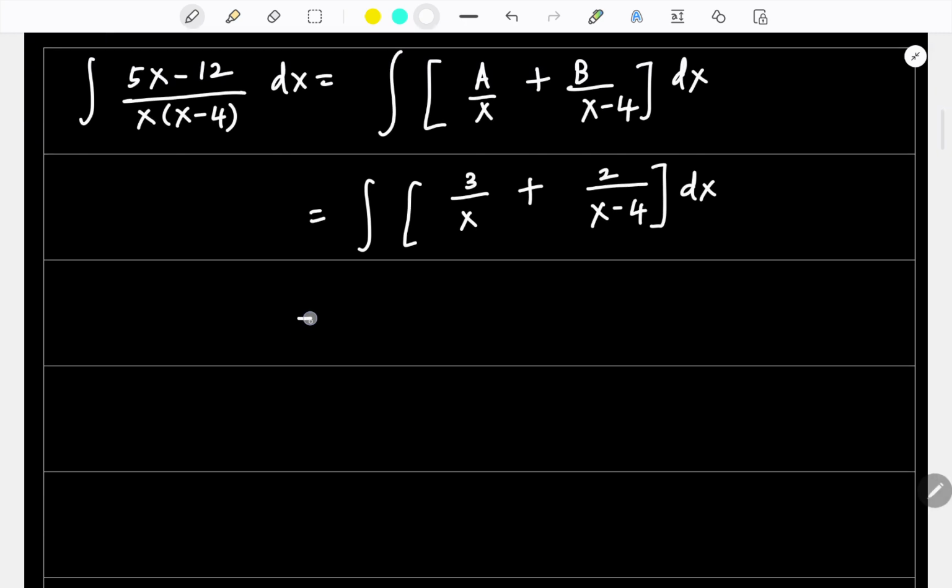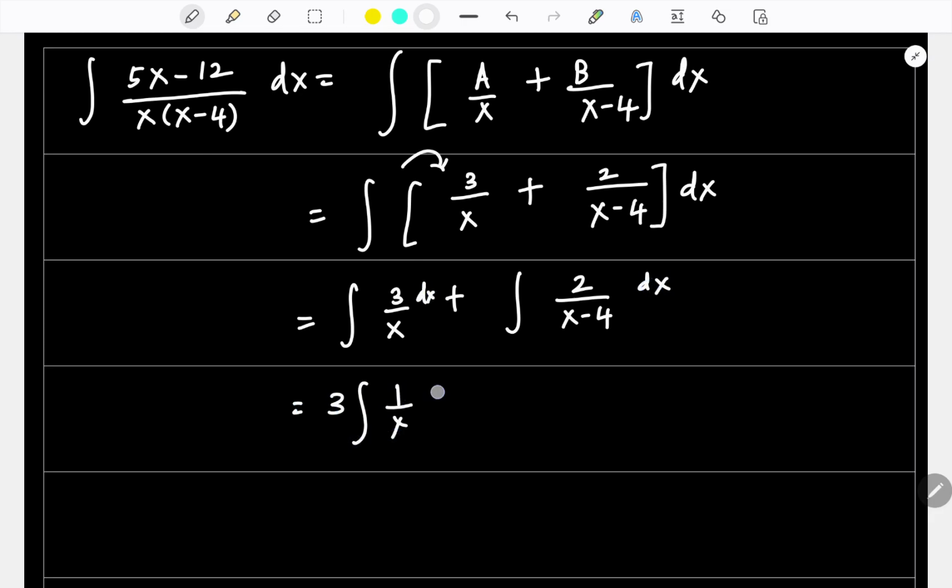Right. So this equals, now we have to remember the integration formula. You can separate the integral, no problem. If you want, you can write it: integral 3 over x plus integral 2 over x minus 4, here dx and here dx. 3 will come out, integral 1 over x dx, plus integral 2 will come out, 1 divided by x minus 4 times dx.